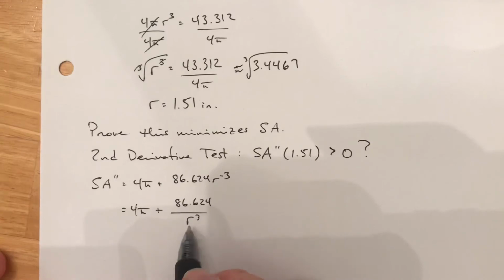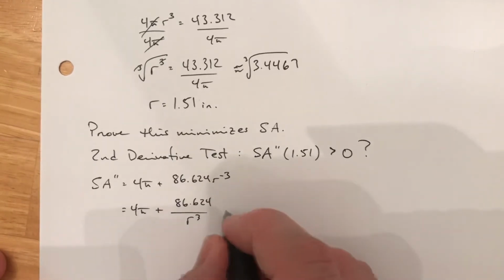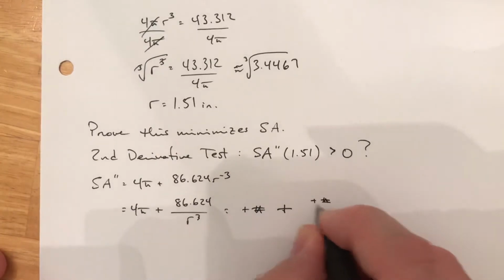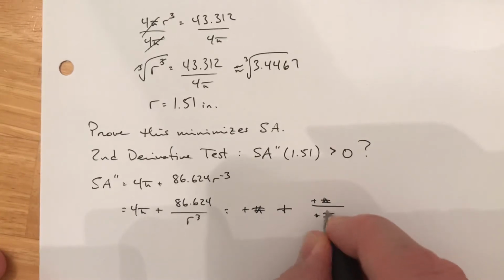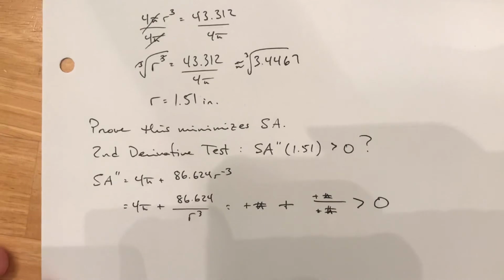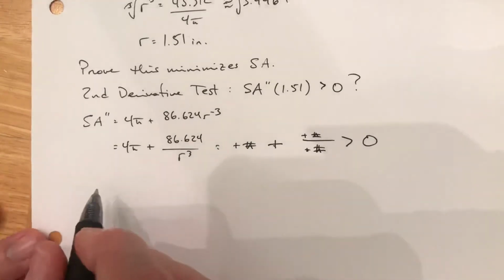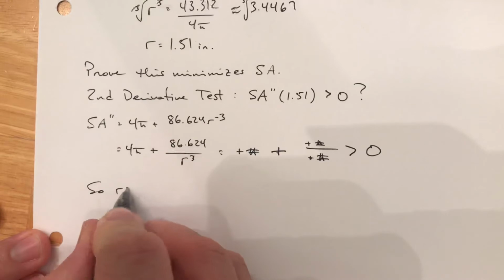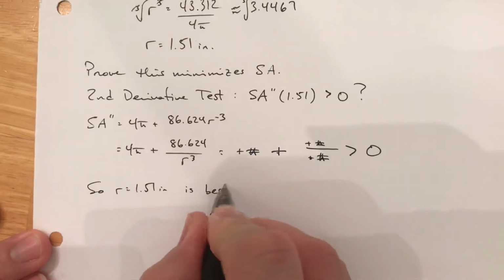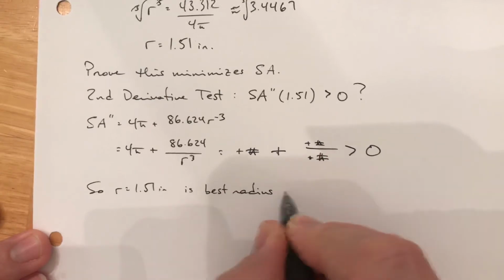4 pi is a positive number. 86 is a positive number. If radius is positive, which it is, then I'm dividing that by a positive number. That is a positive number plus a positive number divided by a positive number, and that has no choice but to be positive. I don't actually care how positive it is. All I care is that it's going to turn out to be positive. So r equals 1.51 inches is the best radius for our can.